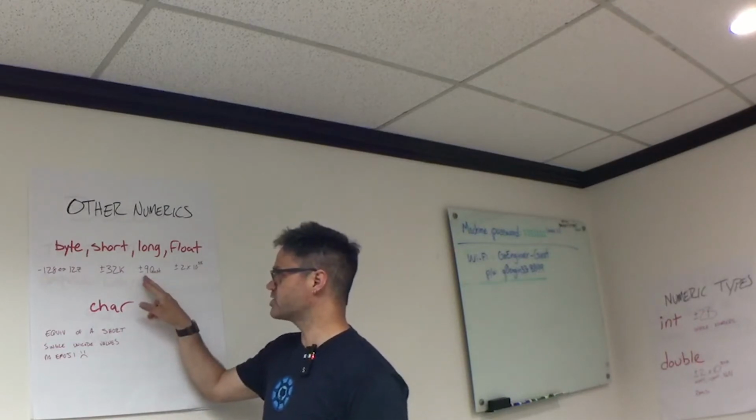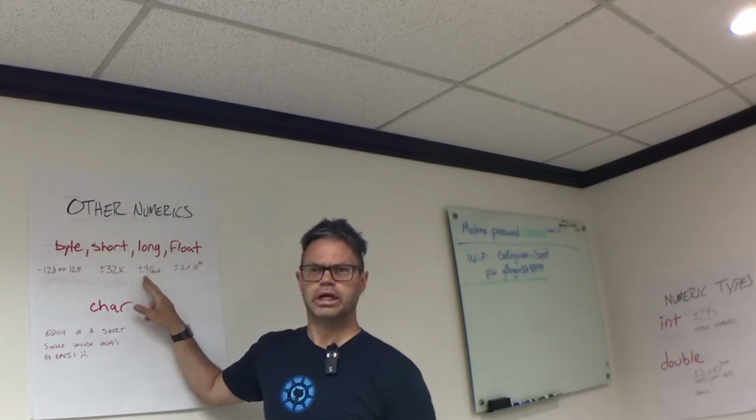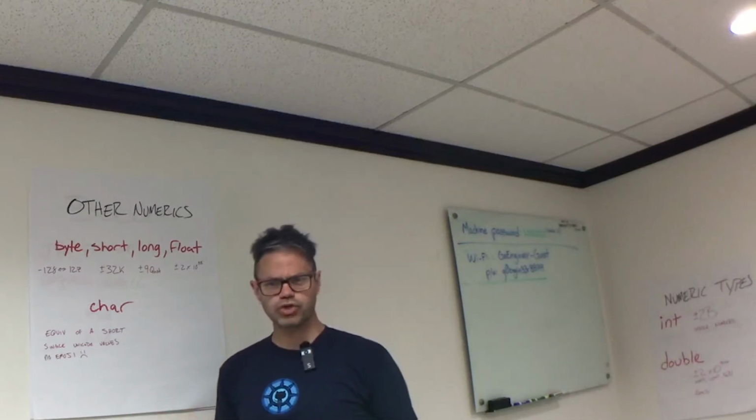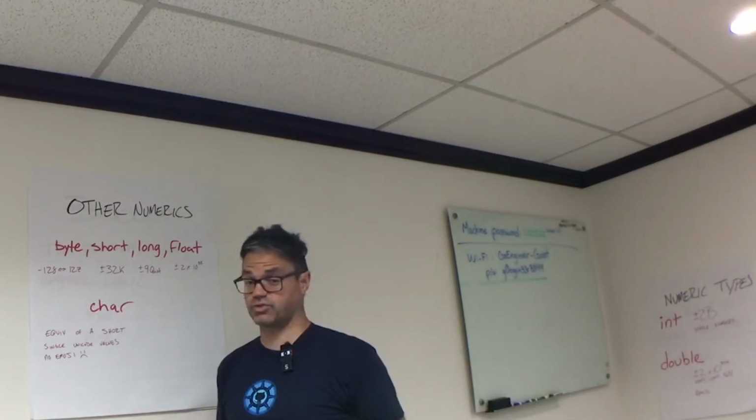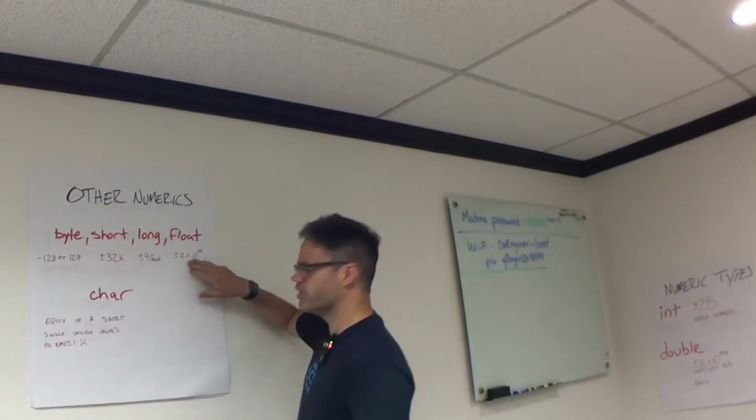And that's plus or minus 9 quintillion. I mean, plus or minus 2 billion was huge, but 9 quintillion? We're going way beyond the realm of anything we have to ever account. So, yeah, no, we're good. And finally, we have float.